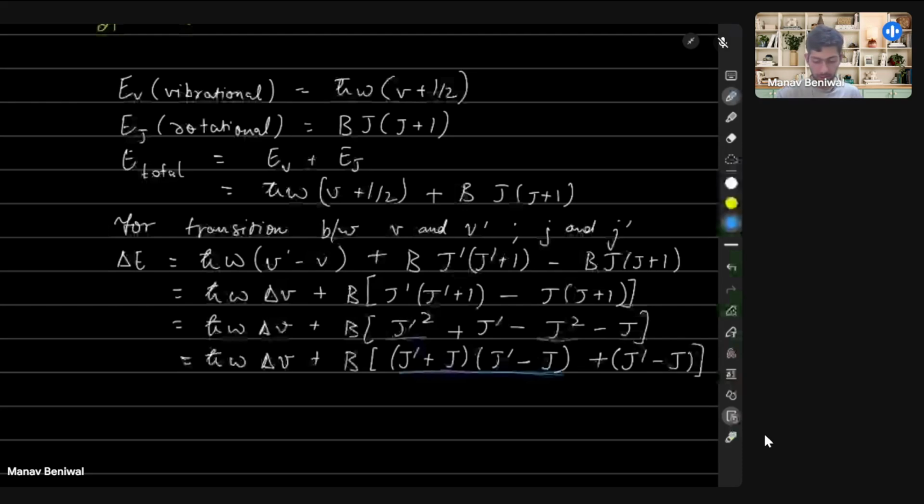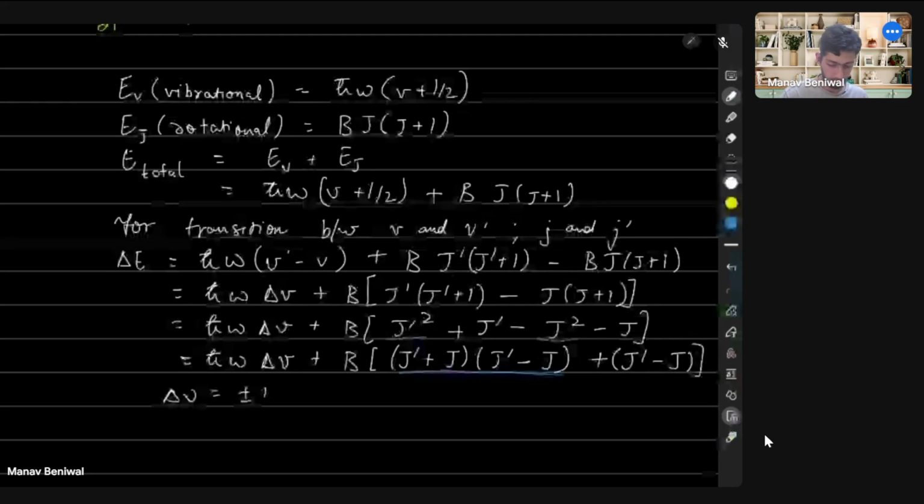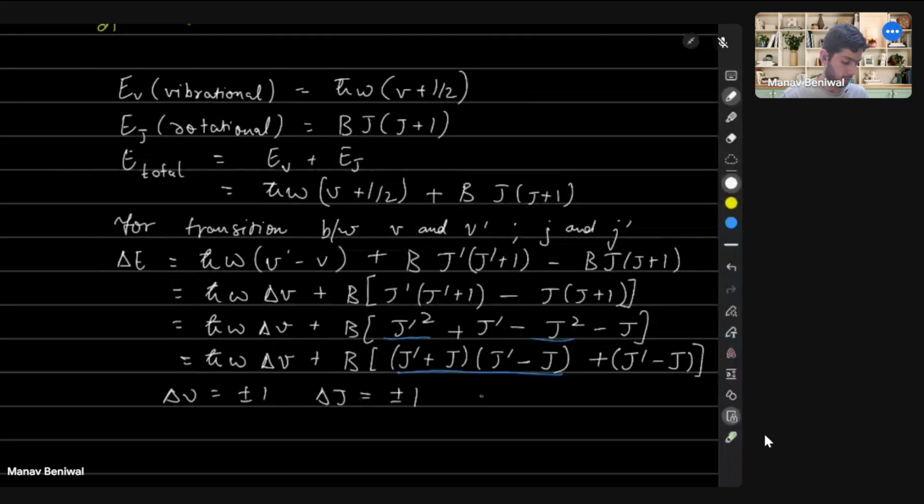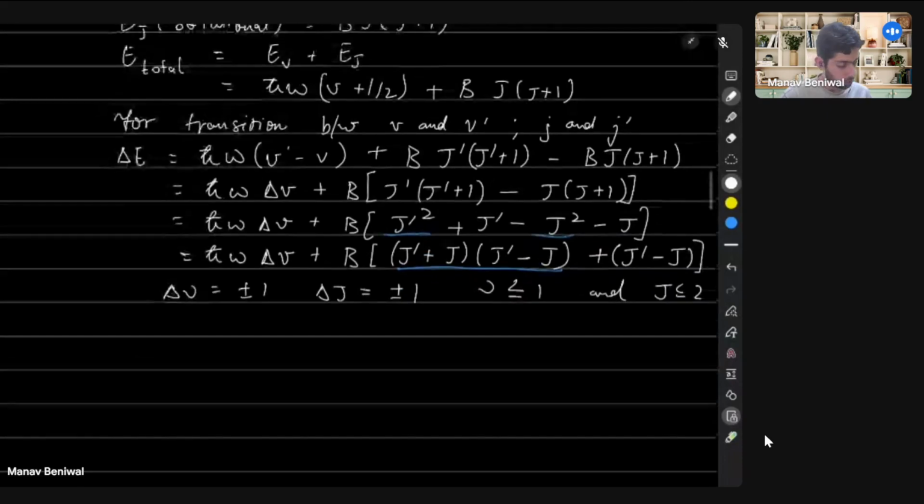So once this is done, now we know that delta nu is plus minus 1, delta J is also plus minus 1, and nu is less than or equal to 1, and J is less than or equal to 2. So of course here the largest energy we will get is by putting delta nu equal to 1. So this term is sorted. So delta nu is 1 simply.